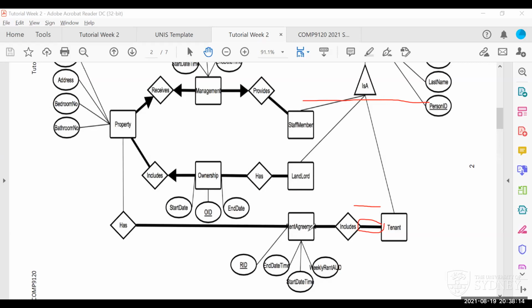So you can't use just a thin line, because if you use a thin line, that means a tenant is included in zero or more rental agreements. It doesn't make sense for a tenant to be included in no agreement. Okay. So if you're a tenant, that means you must be included in at least one agreement.